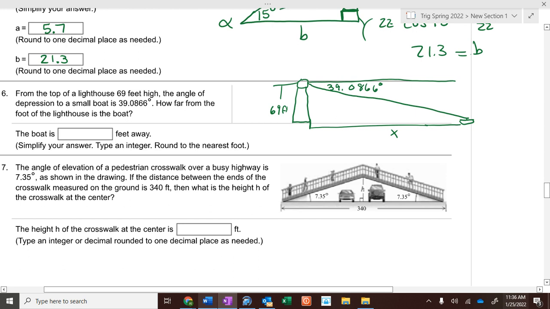All right. So, hey, I made a triangle here. Look at that. A right triangle. But I don't have any angles in it, do I? But I got to find an angle inside there because I know this side is 69. What angle might I know? The top angle? I might know that one because that would be 90 minus 39.0866, right? Or could I know this one too?